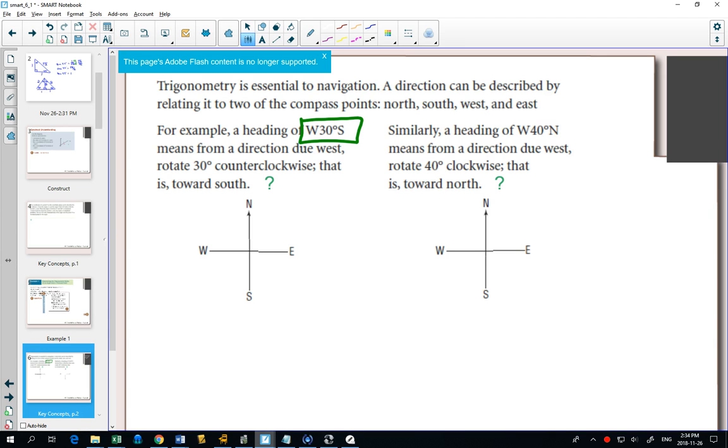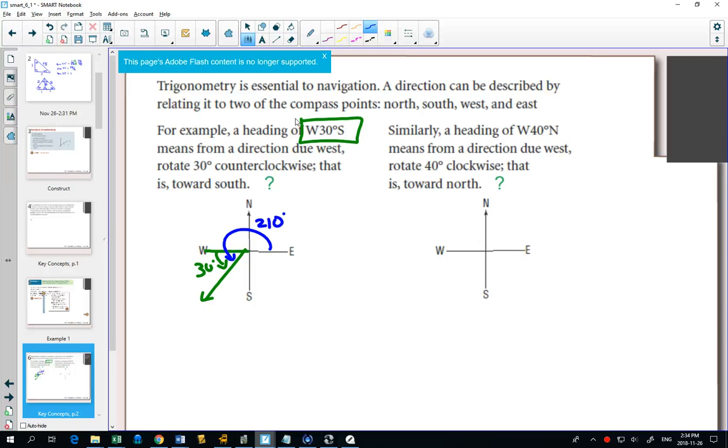So this one is using a compass: north, east, south, west. And if you have a heading of west 30 degrees south, that means you're going to start on west and head 30 degrees in the south direction. That angle in standard position would be 210 degrees. So the blue is an angle in standard position. The green is representing west 30 degrees south.